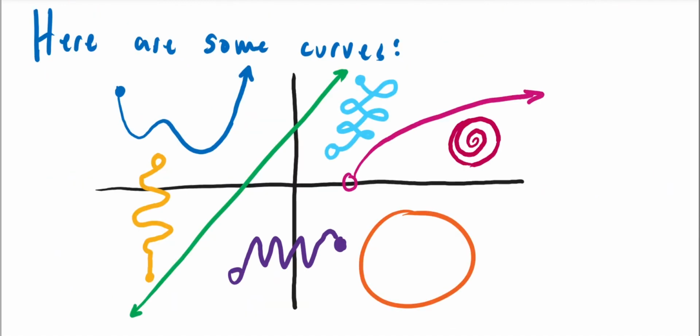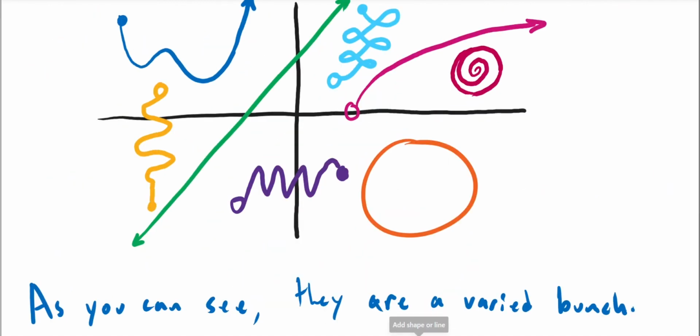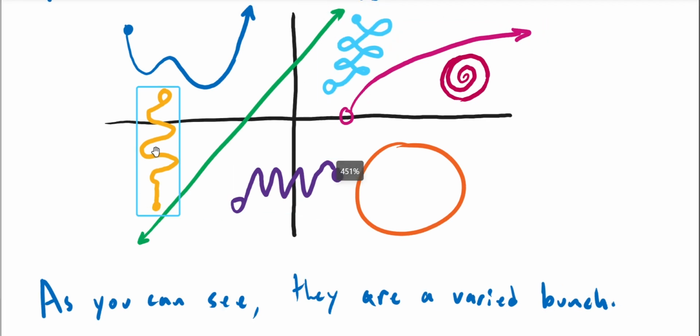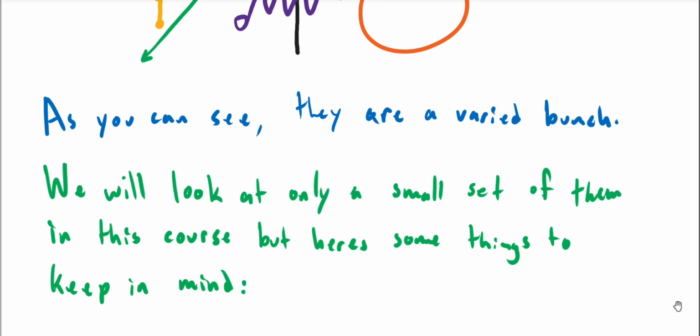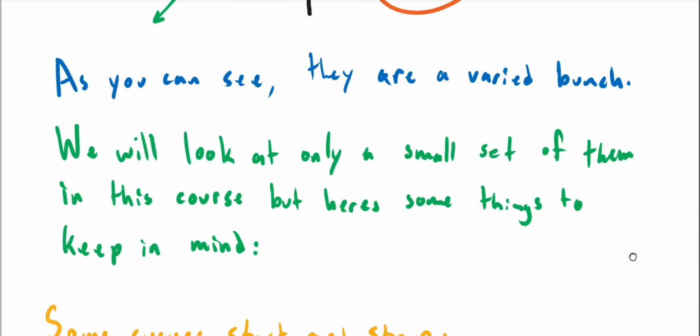Here I have drawn some curves. As you can see, they're a wacky and varied bunch. They can do all sorts of things. They can shoot off in a direction and keep on going. They could be lines. They could start and stop. They could connect back to themselves. They could spiral inward forever, right? So what we are going to look at in this class is only a small set of possible curves. But here are some things you should keep in mind about how curves can behave.